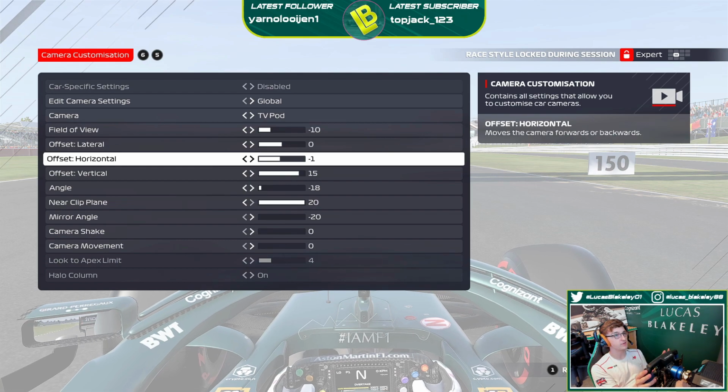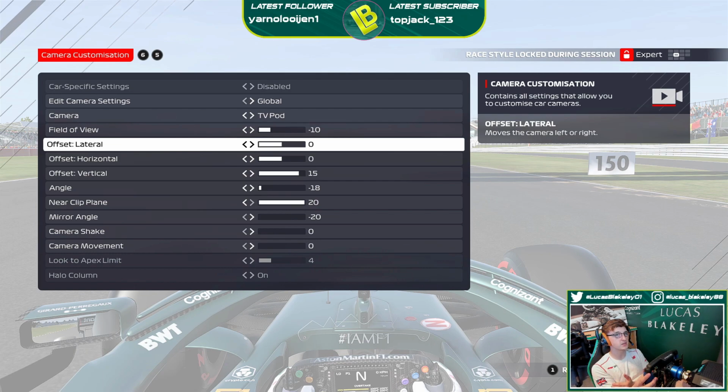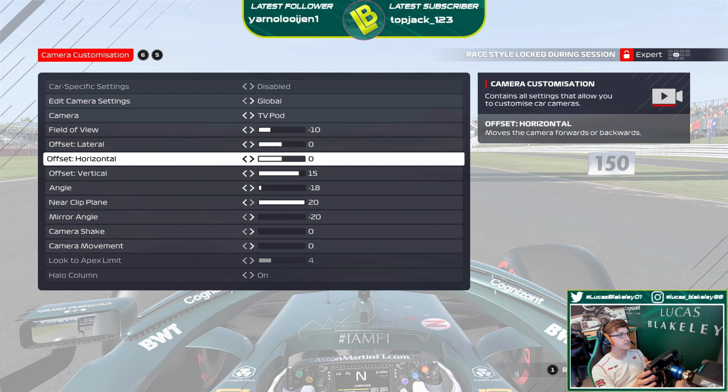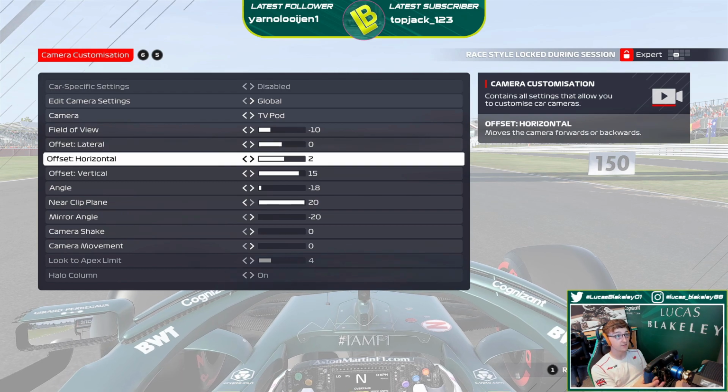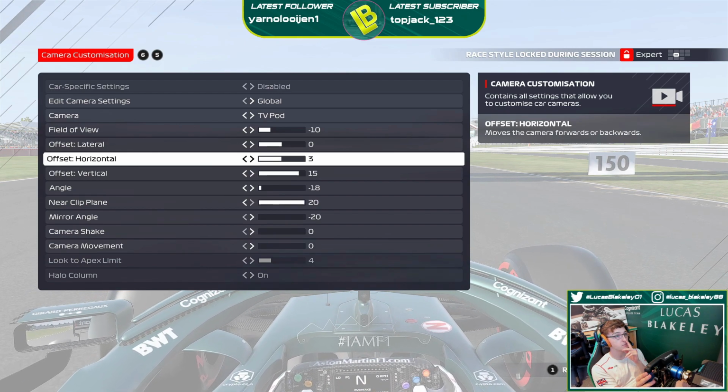But anyway, moving on, we have lateral and horizontal at 0. This is just moving it back and moving it. For lateral, you don't really want it angled unless you're filming cinematic stuff. We have it smack bang in the center. Horizontal, you can definitely play around with. As you can see in the background, you can move it forward, you can move it backwards.